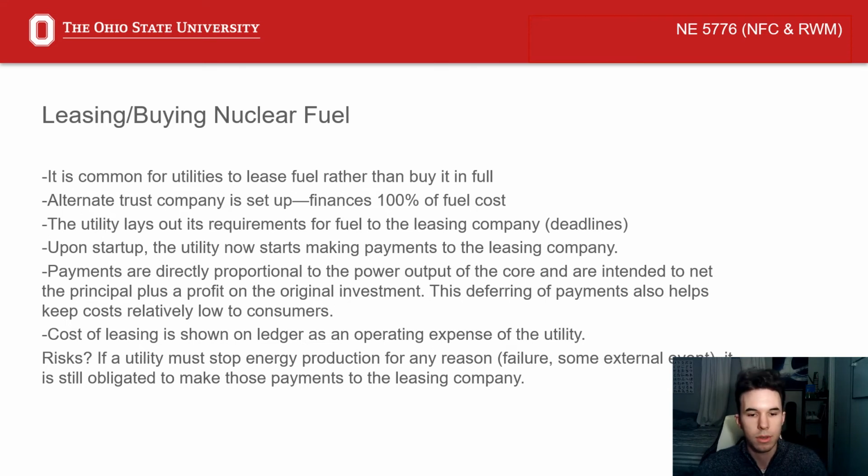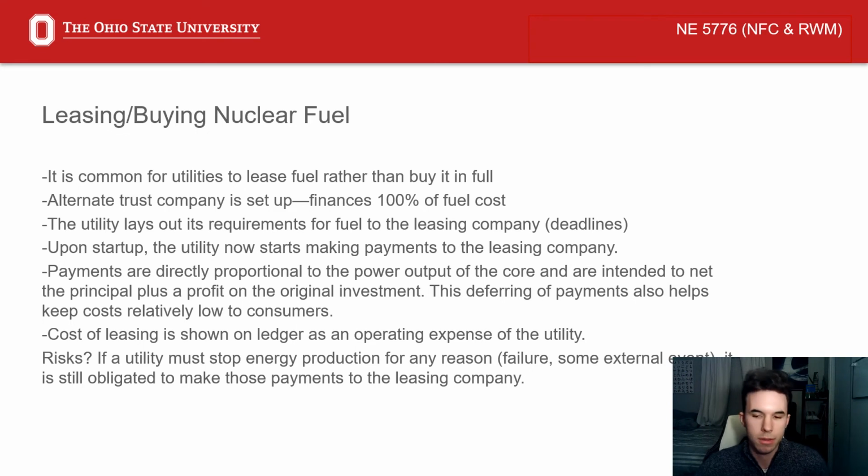Then upon startup, the utility will begin making payments back to the leasing company. And this is where the magic happens. The payments are directly proportional to the power output of the core. So if a utility is set to generate at a constant power output for a certain period of time, those payments are going to be constant as well. If it's staggered and power output peaks at a certain time, then payments will also peak at that specific time. Directly proportional.